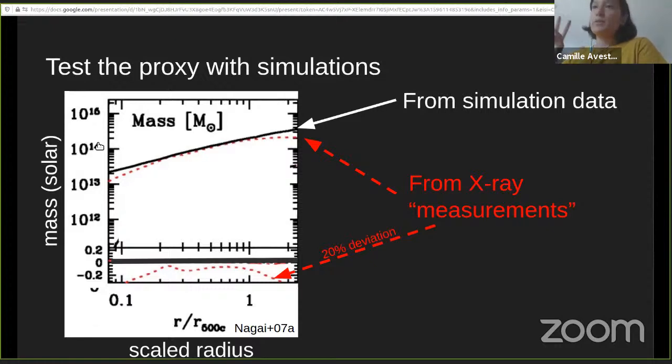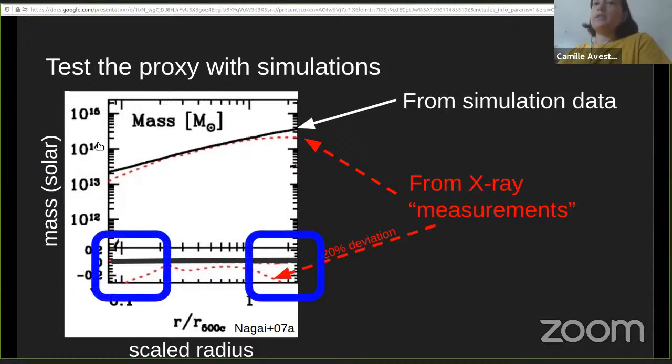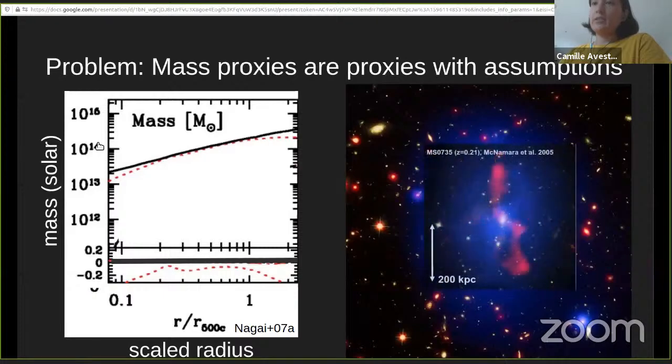And in red is what you get from those "X-ray measurements," where in the bottom panel you see the fractional deviation. You can see there's roughly a 20% deviation in the inner and the outer regions. And this is what I was alluding to in that very brief summary at the beginning. So there's other stuff going on in the inner and outer regions. Just to reemphasize, in the center regions you have sources of non-thermal pressure, such as energy feedback from extragalactic nuclei or even supernovae, and you have this rapid cooling of gas to form stars that really upsets this assumption of hydrostatic equilibrium.